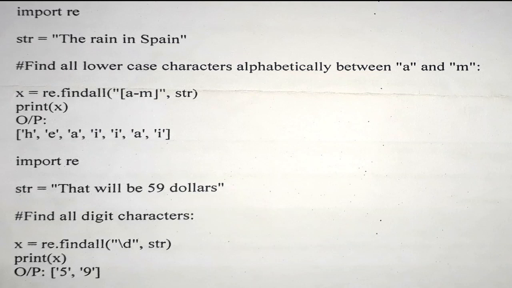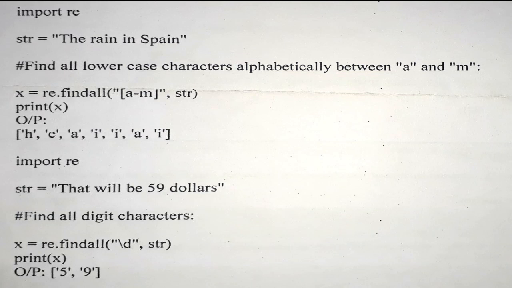One more example I have taken, that is str equal to "that will be $59". This is the sentence which I have taken, and now I want to display all the digits which are present. So as you have seen in the sentence, "that will be $59", there are two digits, 59, so this is the expected answer. So for the same we will write the expression as x equal to re dot findall in round brackets. Now we want to check for the digits. This is the reason why the pattern which I am going to provide, within double quotes, is \d.